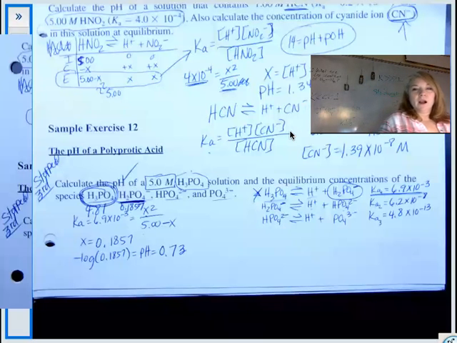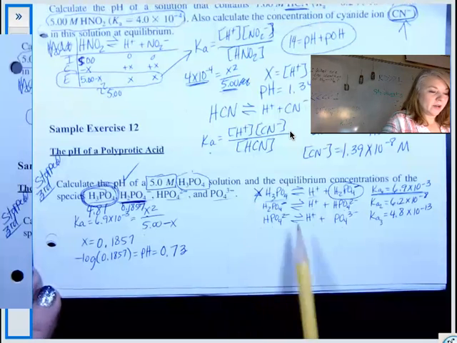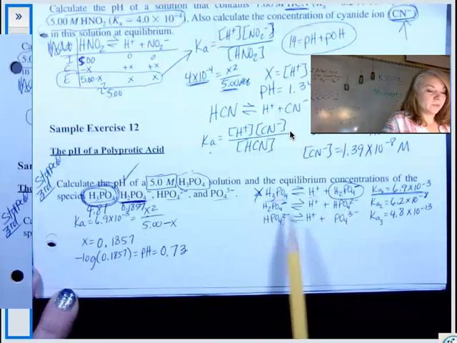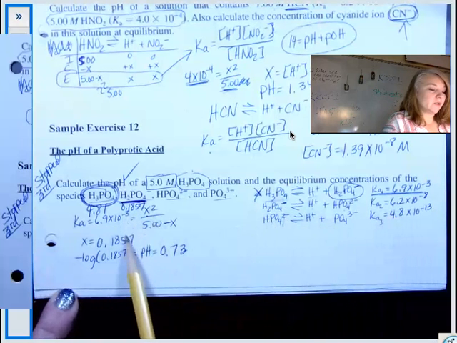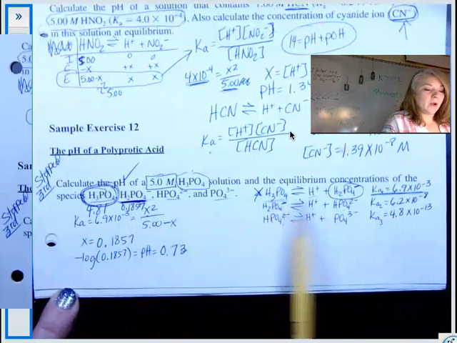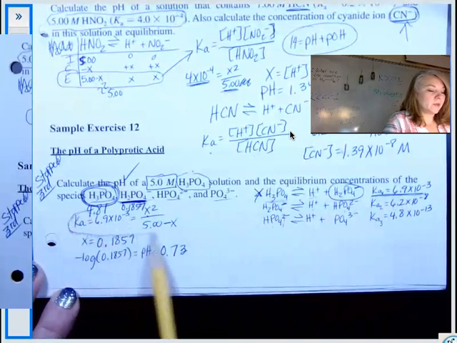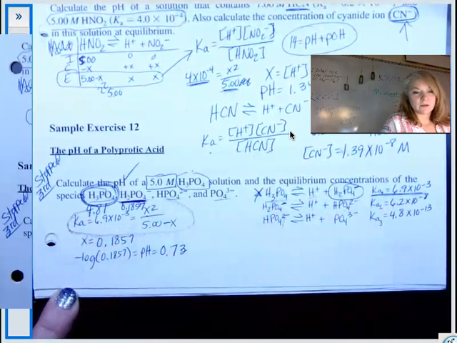No, it's fine. All right, so here we've got sample exercise 12, and we've got our equations that we had written down from the last time we were together. So we're just really going back through this to make sure that we understand what we have done so far. So we wrote our Ka expression for the first reaction because we talked about that the first reaction is going to be in charge of the pH, okay?